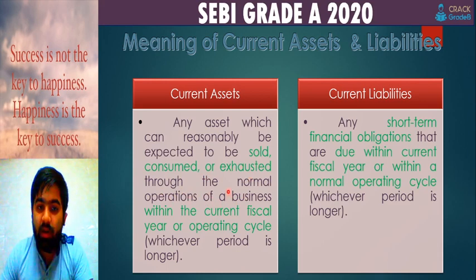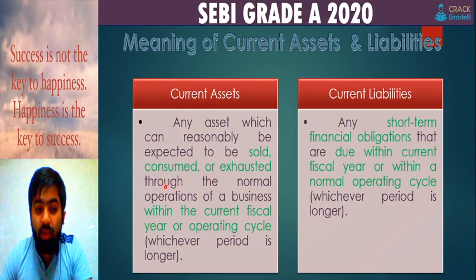So a current asset means any asset which can be sold. What do you mean by sold? We sell an asset. Like we have a building, we sell it. Is it a current asset? If we sell a building, is it a current asset? Consumed: we have a building, we consume it in business, we use it in business. Is it a current asset?